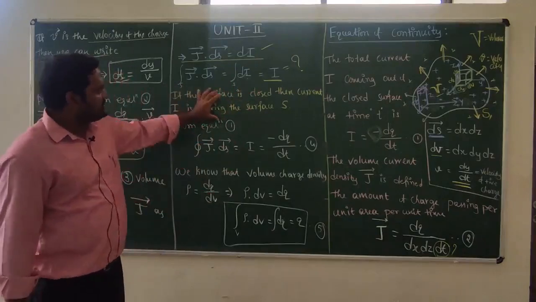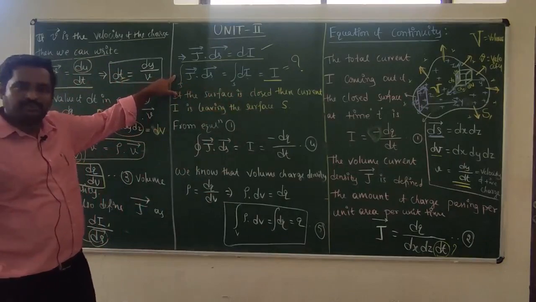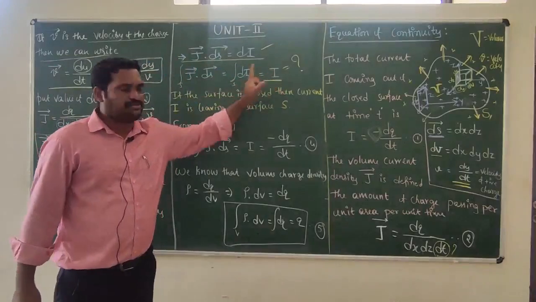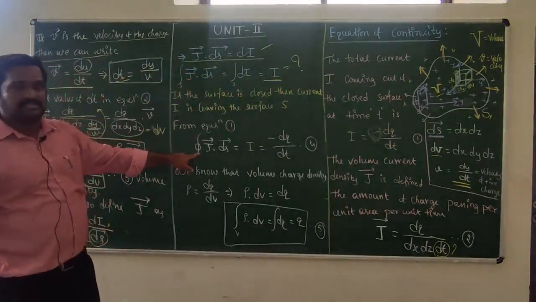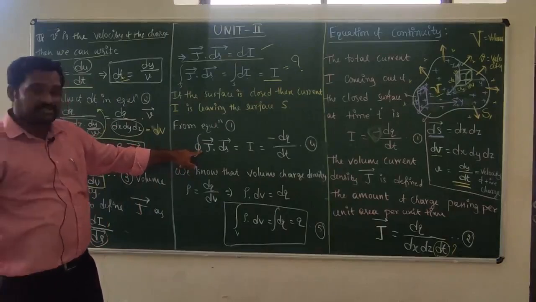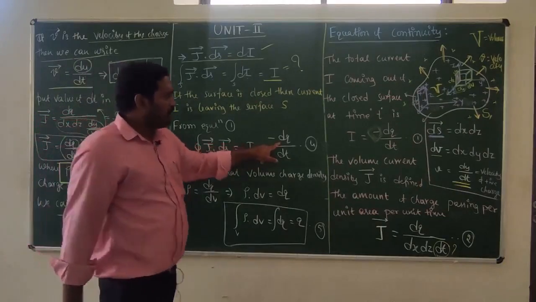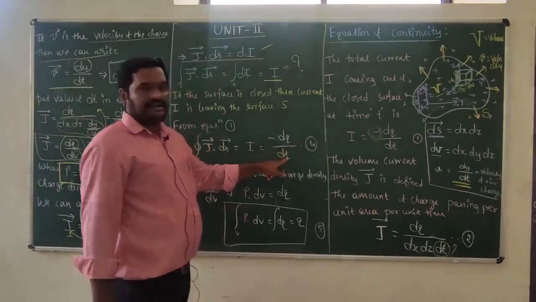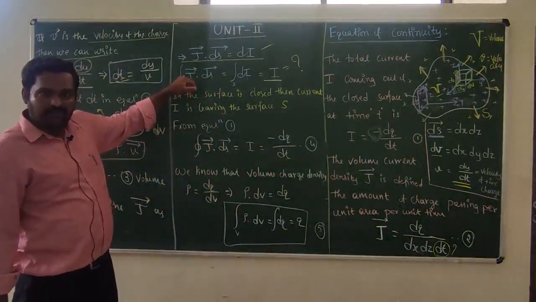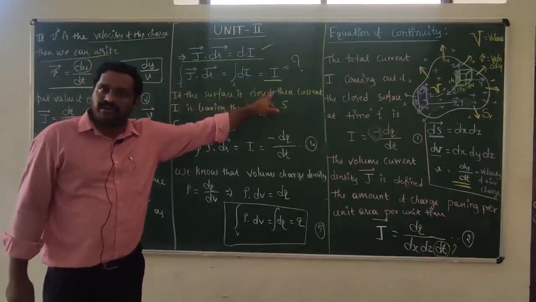In this equation we don't have any information whether the surface is closed or not, but if the surface is closed, then we can define what the current is. So we write this as a closed surface integral of J dot ds, which is equal to I, which is equal to equation number 1, that is minus dq by dt.